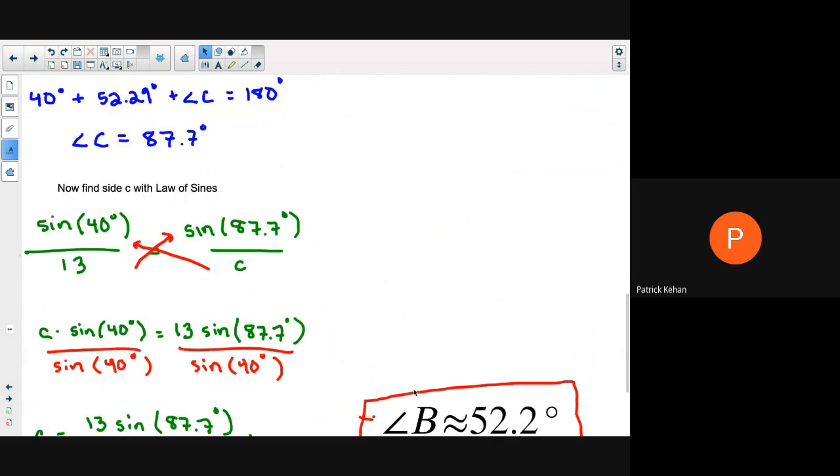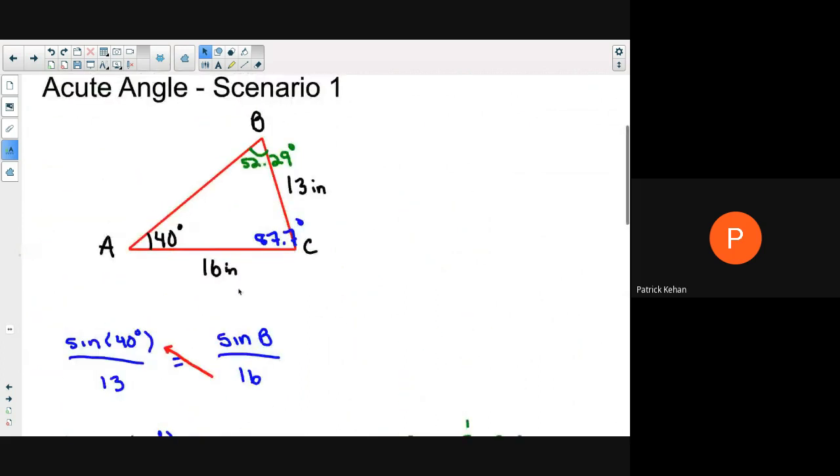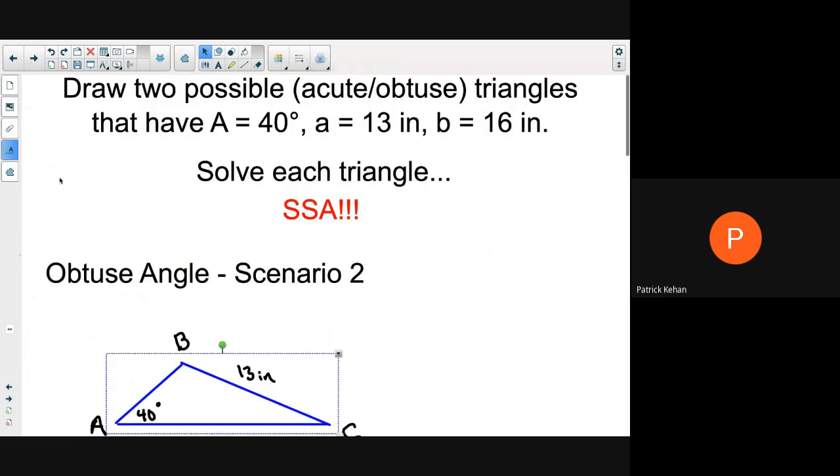So what we're going to do is take the information given, the original 40-degree angle, 16-inch side length, 13-inch side length, and label a second triangle. Now, when I do this, I'm going to sketch a triangle a little differently, because we're going to move to the obtuse angle case instead of the acute angle case, which means angle B here is potentially going to be an obtuse angle. So let's jump over to the next slide here.